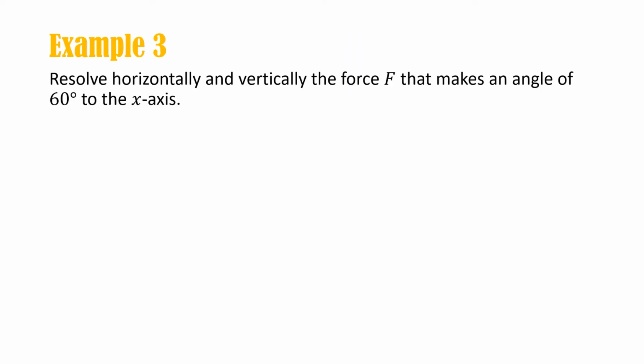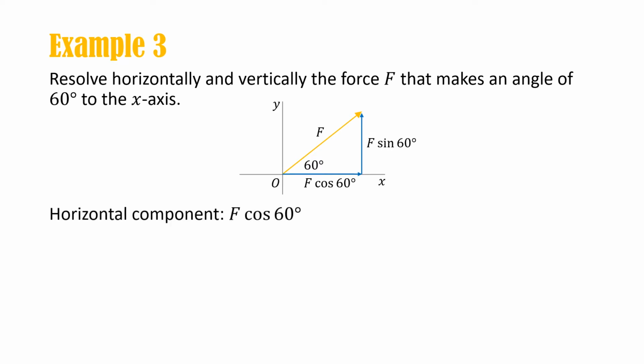Okay, so example 3, we want to resolve horizontally and vertically the force F that makes an angle of 60 degrees to the x-axis. Remember, resolve horizontally and vertically, we just want to find what are the x component and the y component of F. So let's start off with a diagram. So we're going to have a force making an angle of 60 degrees. So remember that opposite our 60 degrees is going to be sine, adjacent to our 60 degrees is going to be cos. So then our horizontal component is F cos of 60 degrees.